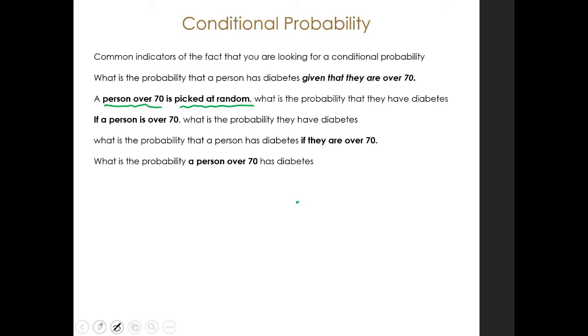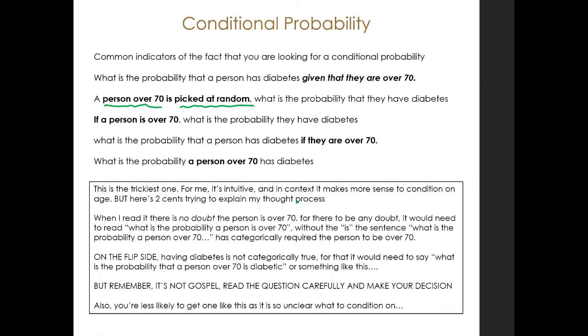Again, that one's a little tough, and it's really hard to explain. Really what you have to do is break down the language, and ask yourself, are they saying that being over 70 is absolutely required? And then you continue.